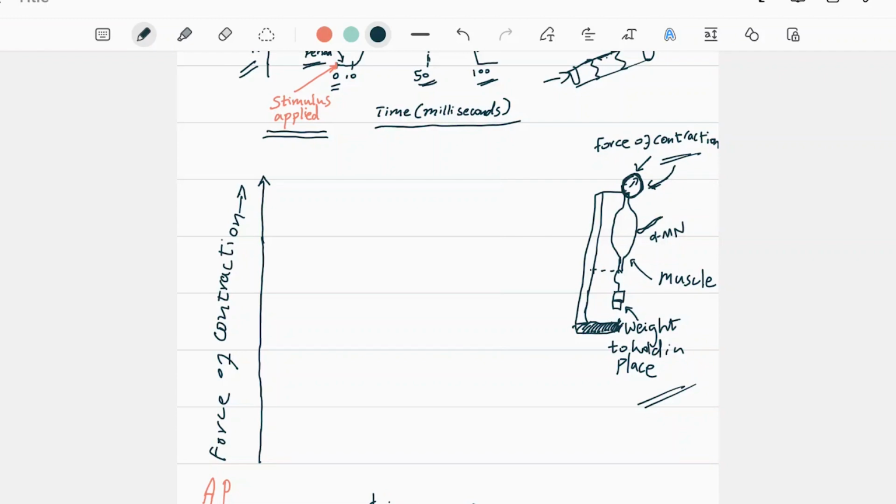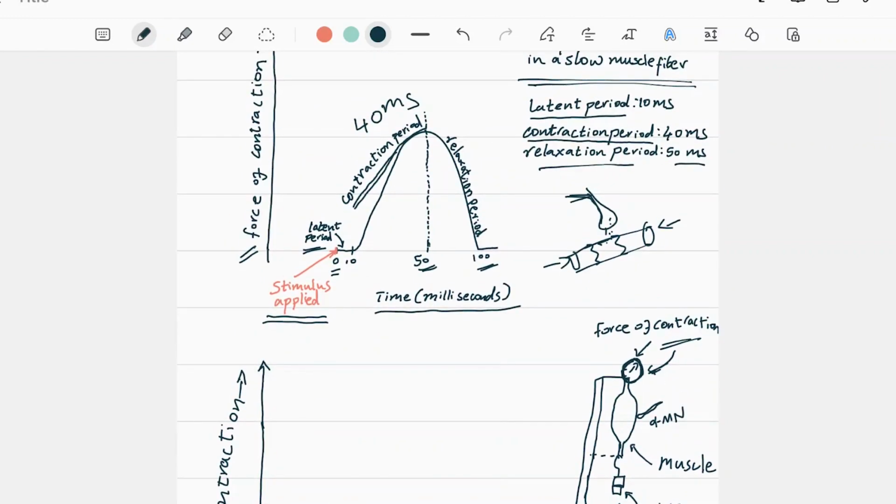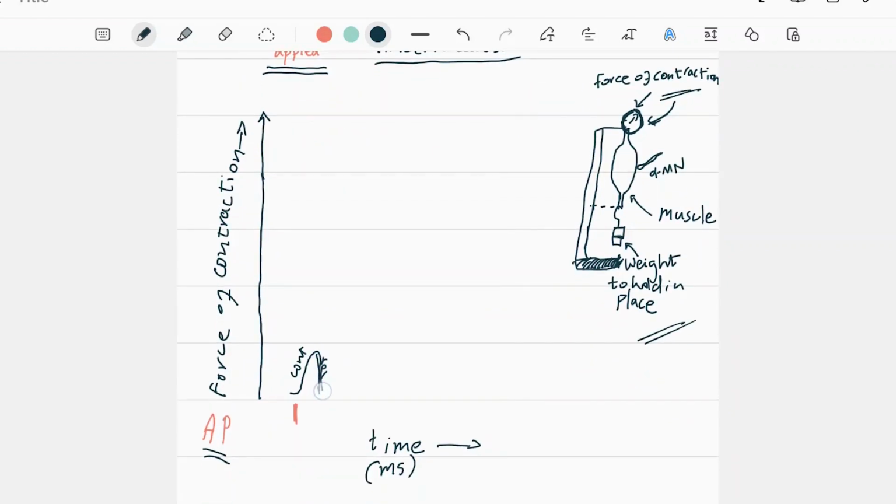Now look at this, we have a muscle, and if I give a single action potential at this point of time, I will get a latent period followed by contraction and relaxation. This is the contraction phase and this is the relaxation phase. Now what if I give another action potential over here, and naturally I'm going to get a contraction and relaxation, and now after the muscle has relaxed completely, I'm going to just give another action potential. Now what's going to happen?